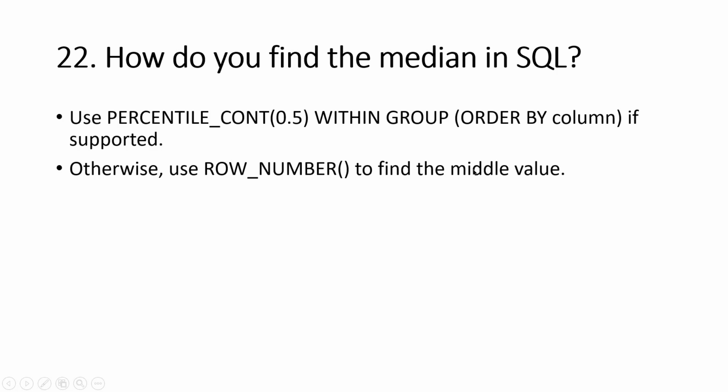How do you find the median in SQL? We can use percentile count, and inside we need to specify 0.5, which is basically the 50th percentile of the data. Then within group order by column if supported. Otherwise you can use row number, and you need to find the middle value after calculating the row number.